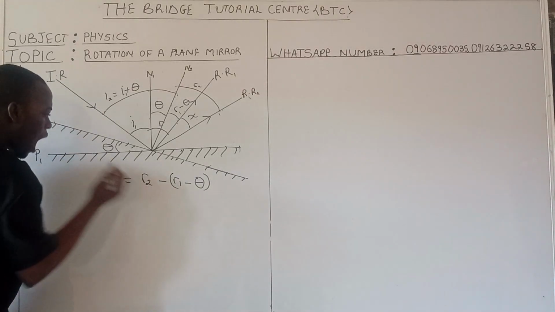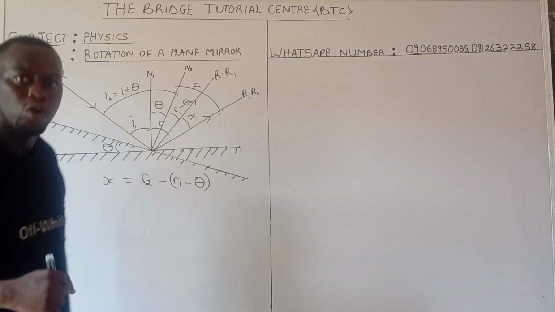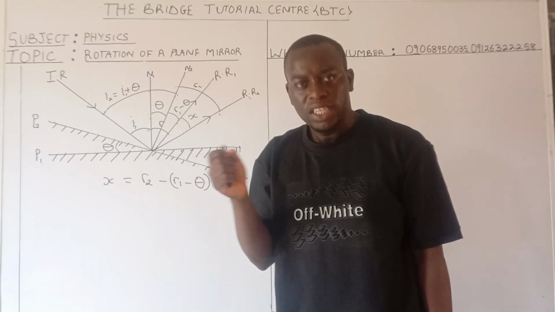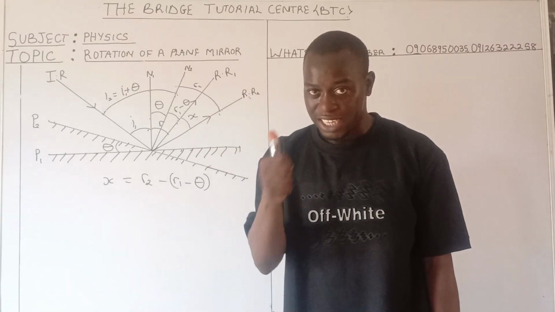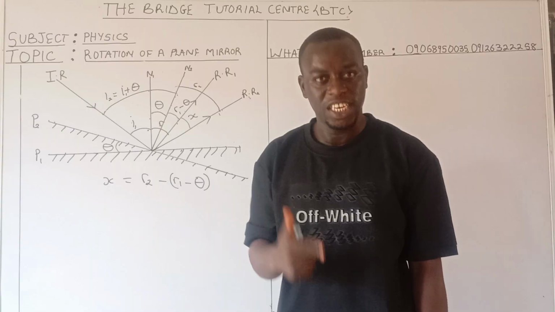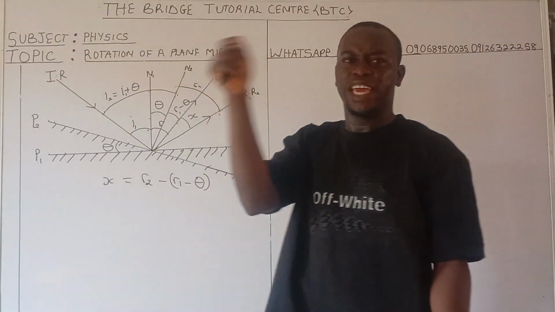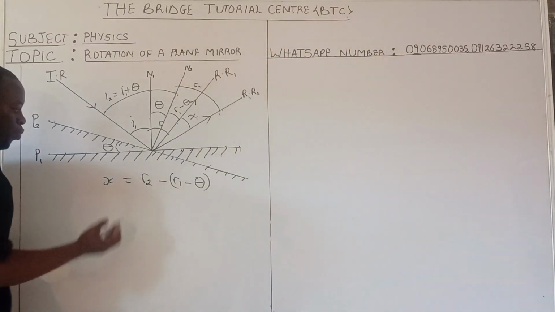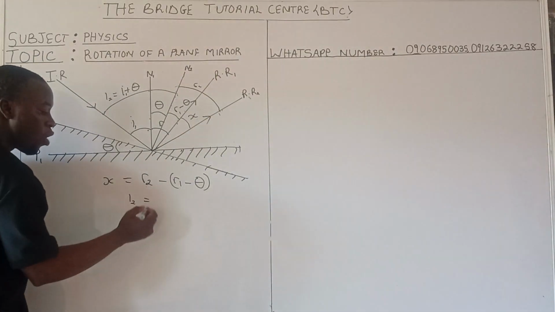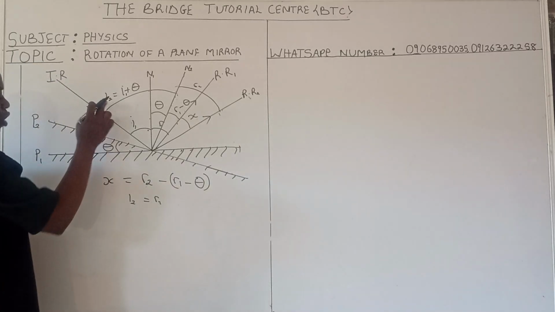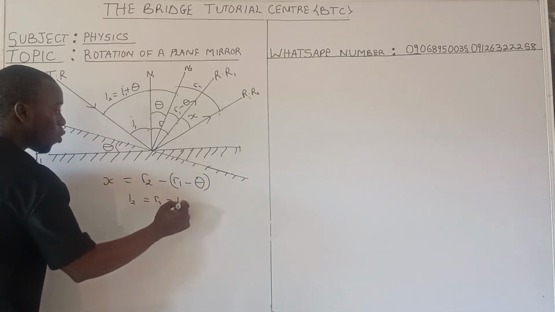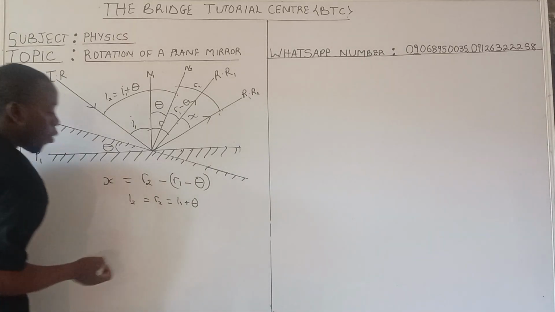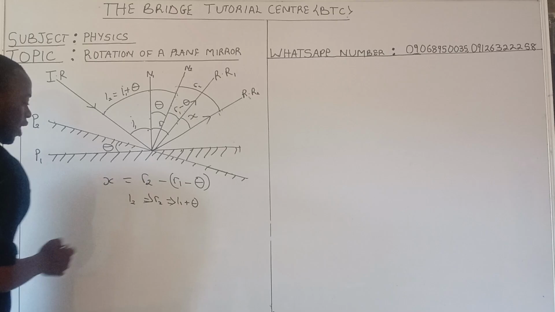So what next? Our R2, as we all know, according to the law of reflection, and don't forget that the law of reflection states that the incident ray, the reflected ray, and the normal all lie on the same plane. That is the first law of reflection. The second law of reflection states that the angle of incidence must equal the angle of reflection. That is our I2 must equal our R2. And we've known that our I2 is I1 plus theta. So we can assume that our R2 is also I1 plus theta. So let us take note of this.